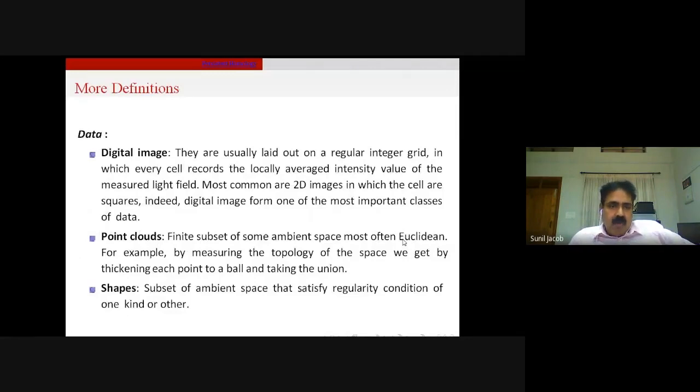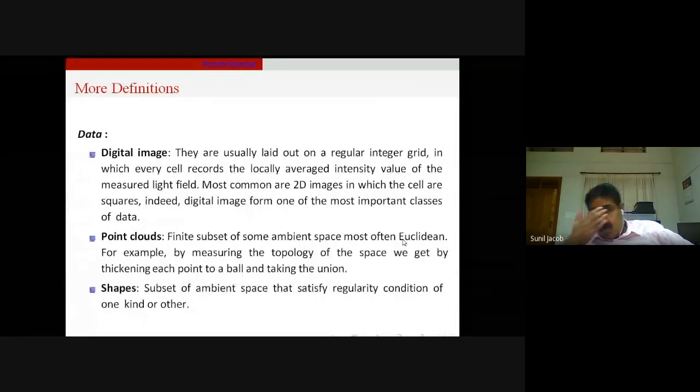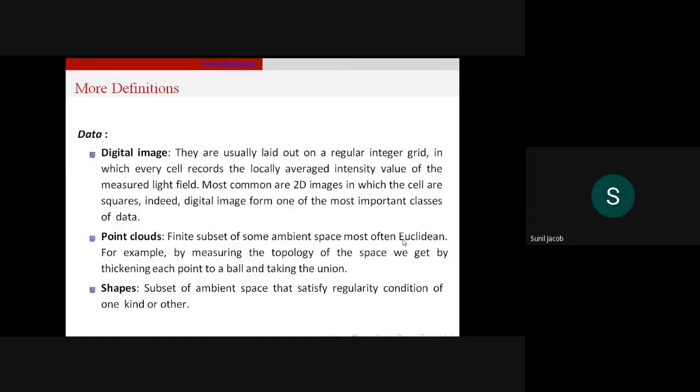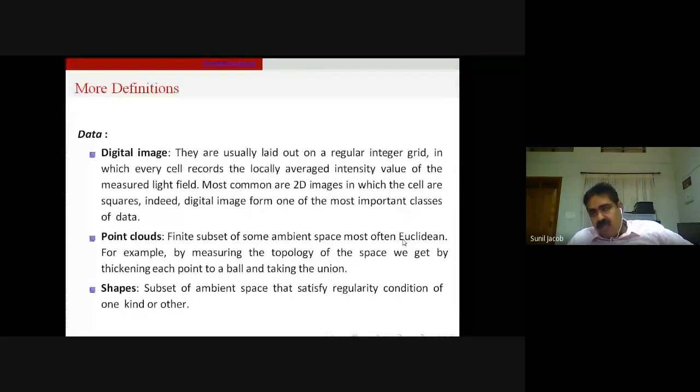Now, these are some more definitions that we'll be using. We are familiar with what a digital image is, and point clouds I already mentioned: a set of points that can be finite but very large in number, for which we are constructing a topology. A subset of ambient space that satisfies regularity conditions of one kind or other is called a shape. Therefore, we want to identify hidden shapes, hidden patterns or hidden structure in the data.